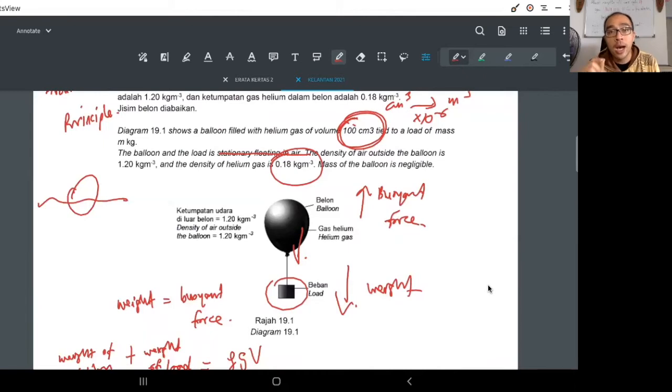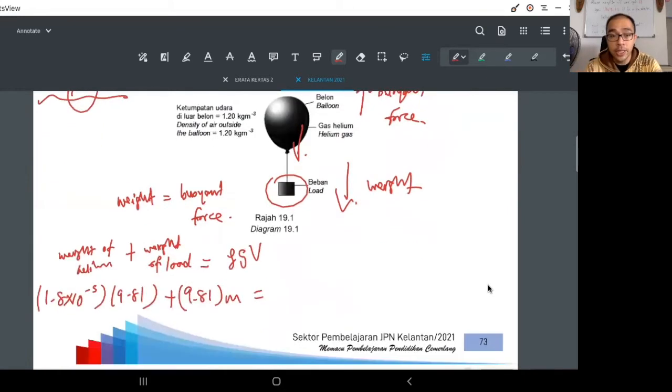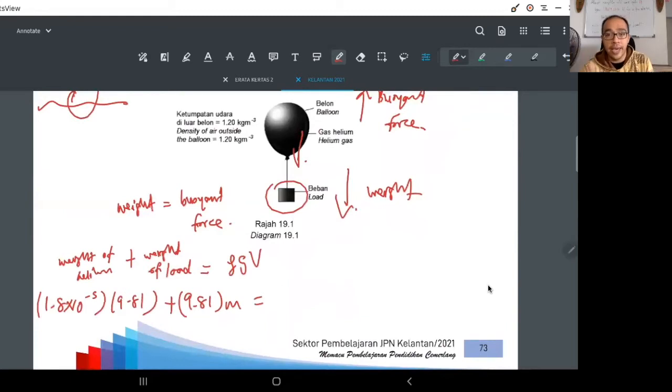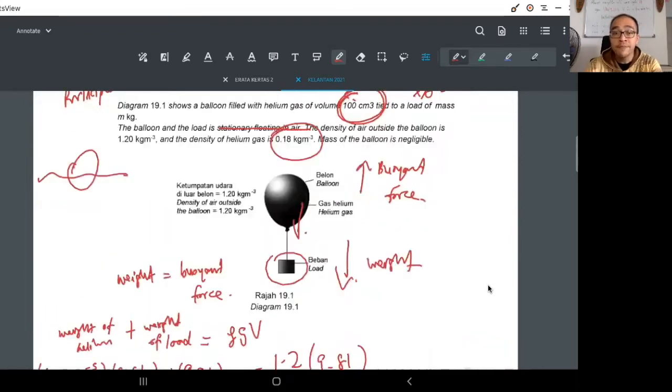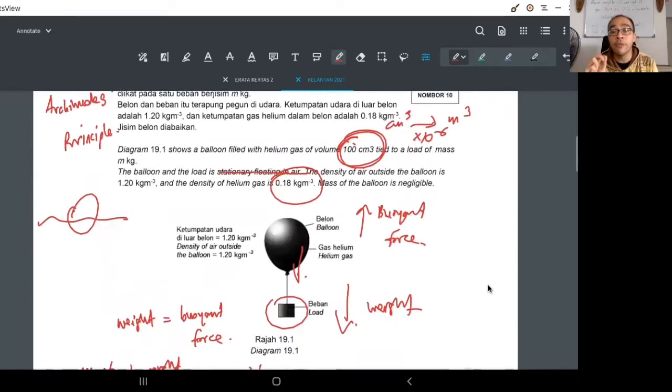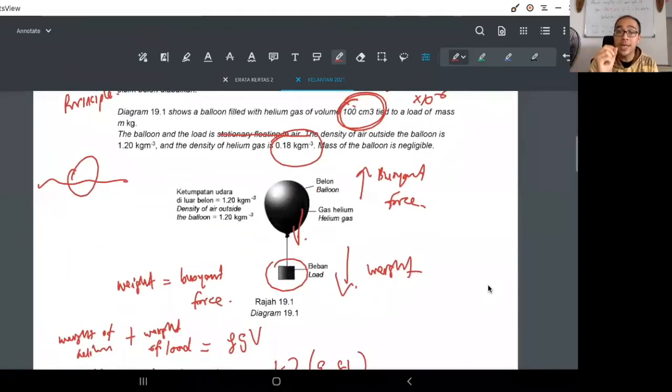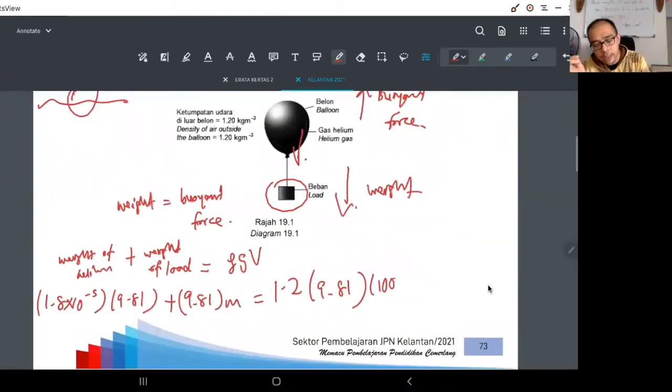So we want to know how much is the density and the volume of the water. Sorry, not the water, the air. The density of the air is 1.2. Gravity is, of course, as always, 9.81. And the volume of the air that is being displaced is the volume of the balloon, which is 100 centimeter cube. So you will get the same thing again, 100 times 10 to the power of negative 6.